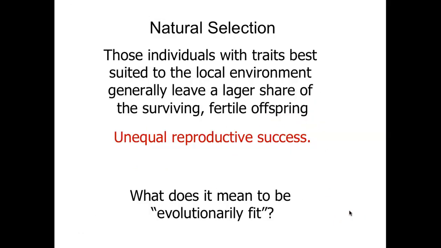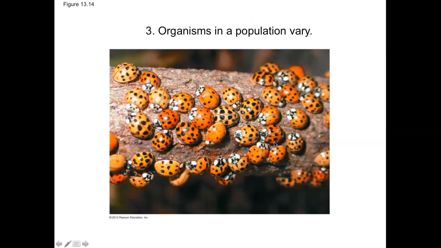Okay, so what is natural selection? You've probably heard this before, right? Those individuals with traits best suited to the local environment generally leave a larger share of surviving fertile offspring. And so what this really means is that there is unequal reproductive success. Every individual, so if we go back to this ladybug scenario, do all these ladybugs have the potential to reproduce exactly the same? Are they all going to have 5 ladybug kids?